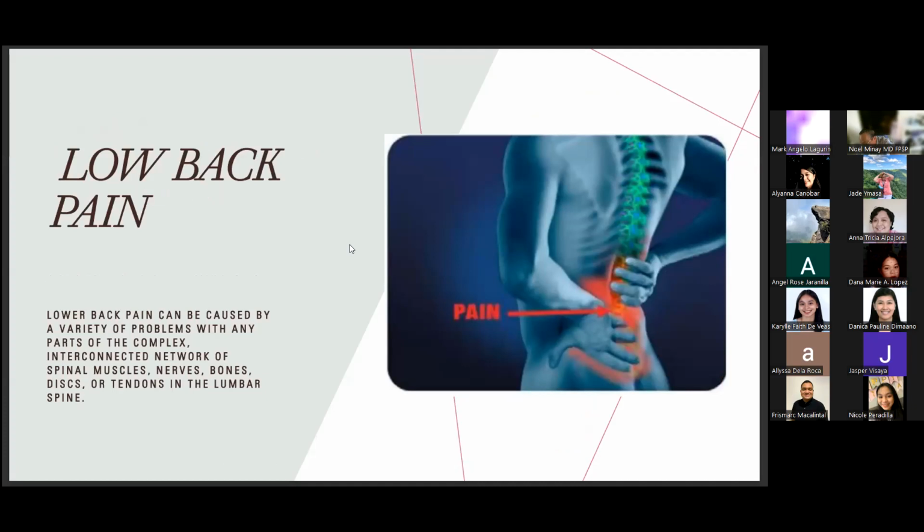Low back pain. Lower back pain can be caused by a variety of problems with any parts of the complex, interconnected network of spinal muscles, nerves, bones, discs, or tendons in the lumbar spine.